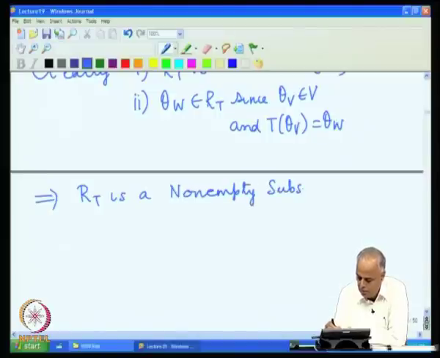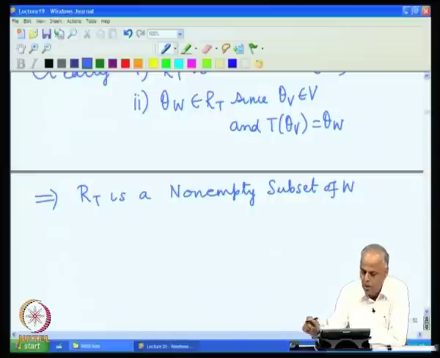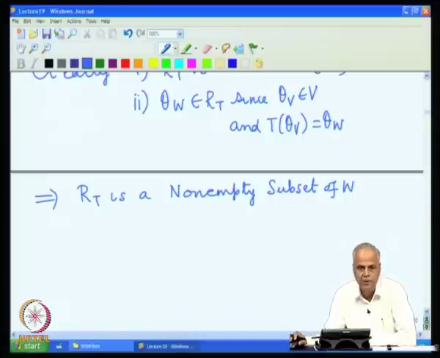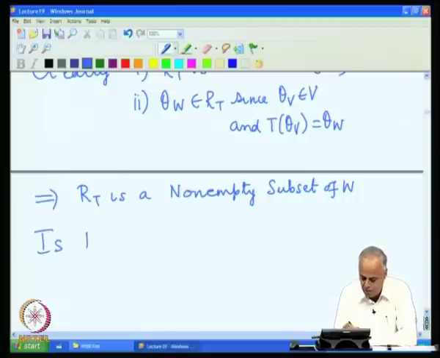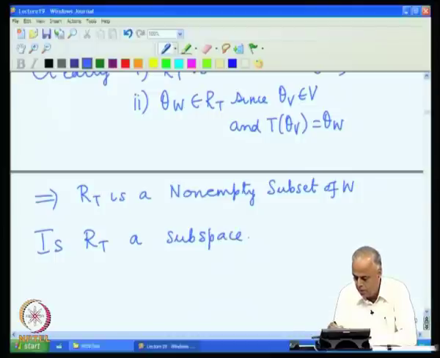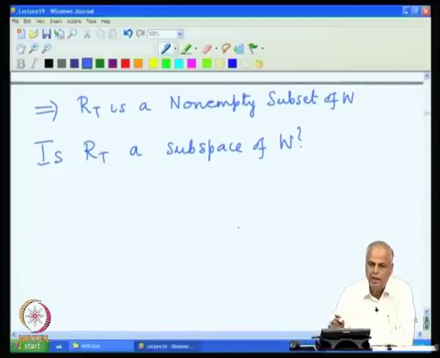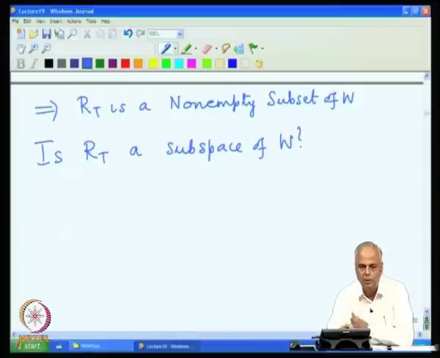And as we looked in the case of N T, whenever we have a non-empty subset of a vector space, we are always interested in knowing whether it is a subspace. So, is R T a subspace of W? It can be a subspace of W because it is a subset of W. Once again, in order to check whether it is a subspace of W or not, there are two properties that we have to check, whether it is closed under addition and whether it is closed under scalar multiplication.